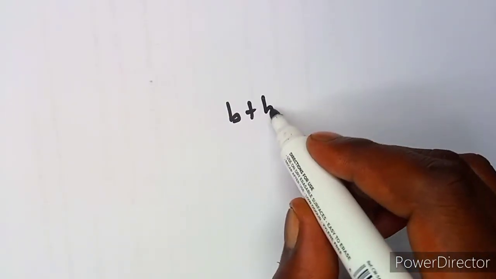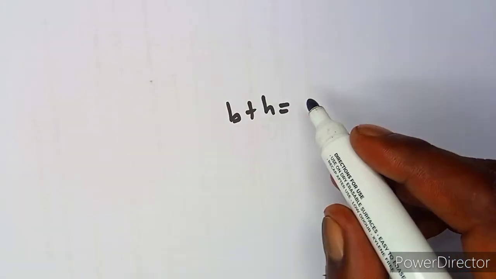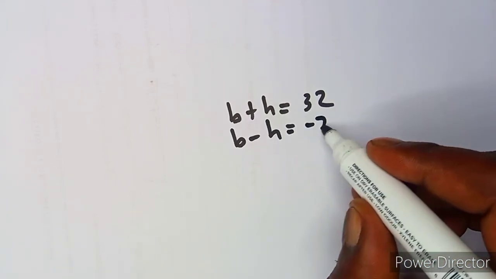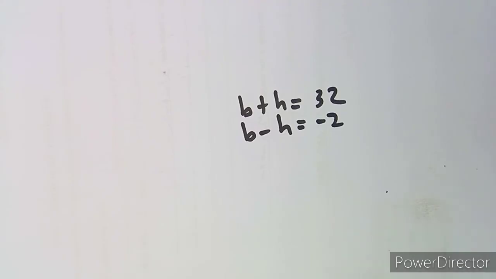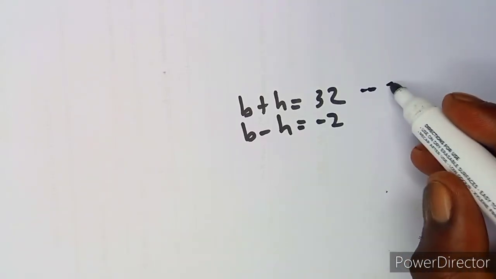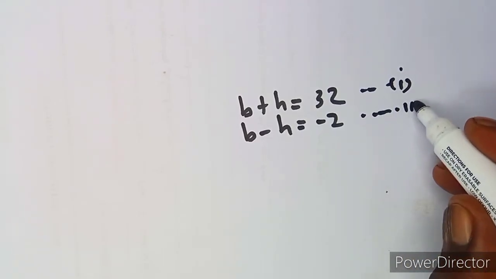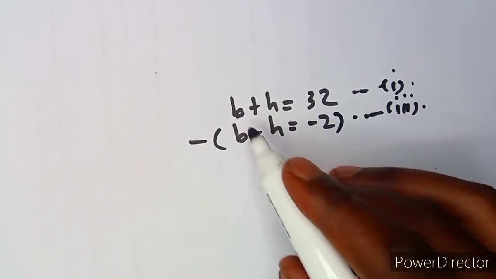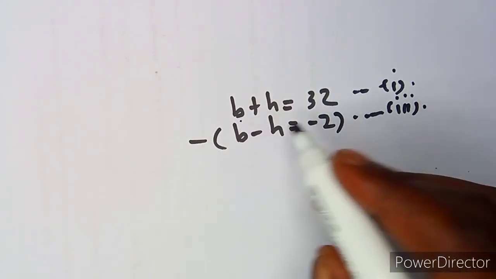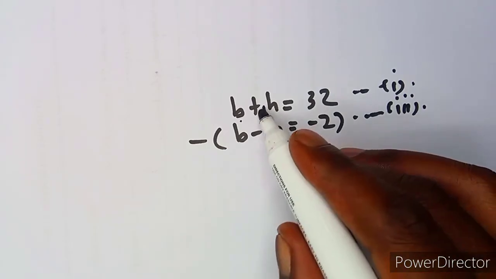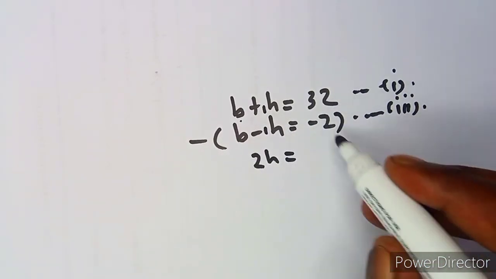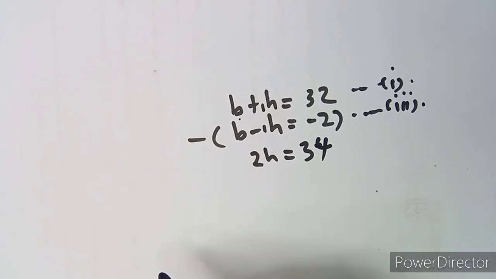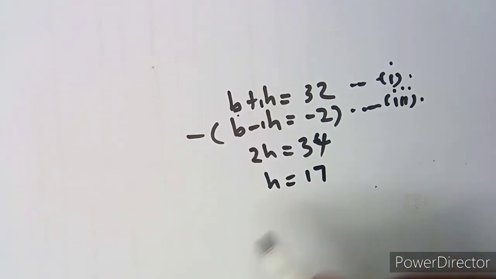The first equation is b plus h equal to 32, and the third equation is b minus h equal to minus 2. As you can see, it's now easier to solve. How can we solve it? We can subtract equation 3 from equation 1 so that we can eliminate b. So b minus b is 0. h minus h, this one is the same as 1 and 1, so it's 1 minus minus 1, which is 2h, equivalent to 32 minus minus 2. From your calculator, you obtain 34. If we divide by 2, h gives you 17.